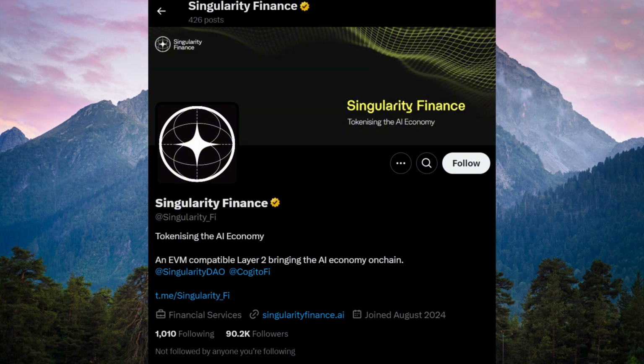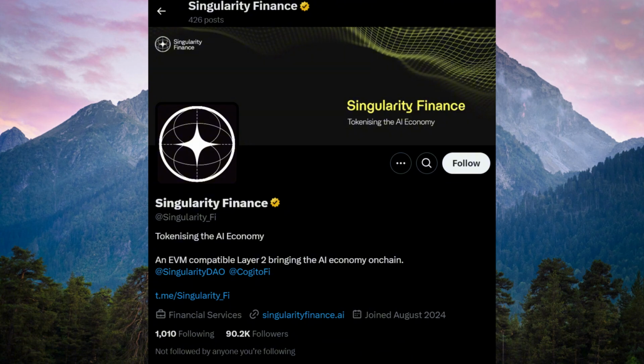Step 3. Buying Singularity Finance Token, SFI. Once your account is ready and funded, follow these steps to buy SFI tokens. Log into your MEXC account. Go to the SFI trading pair page, e.g., SFI/USDT or SFI/BTC. Select your order type.